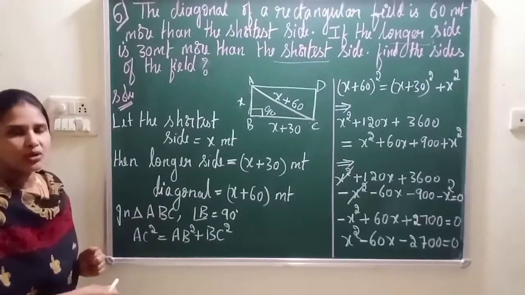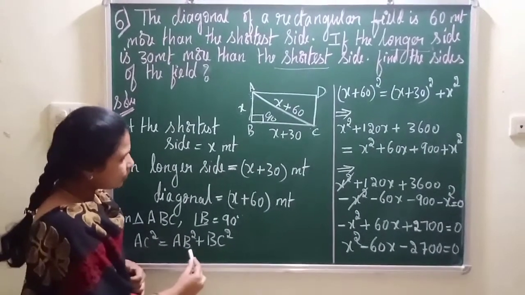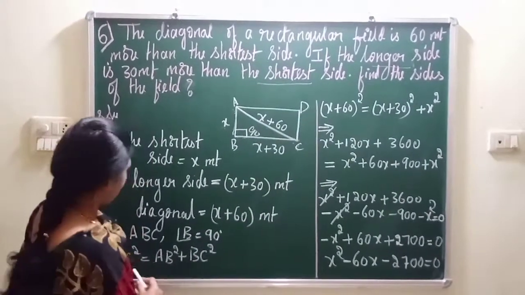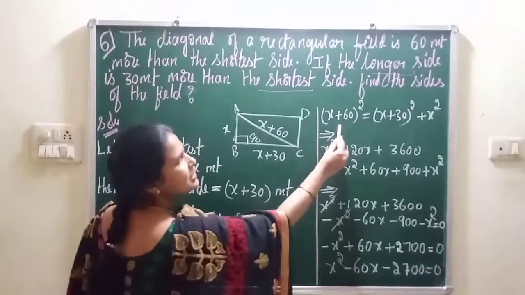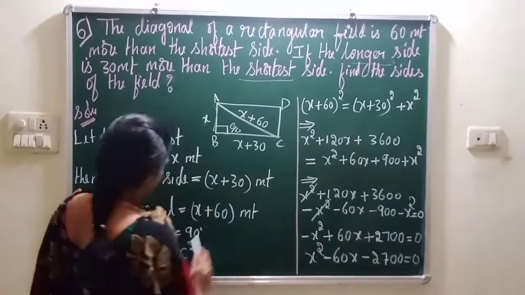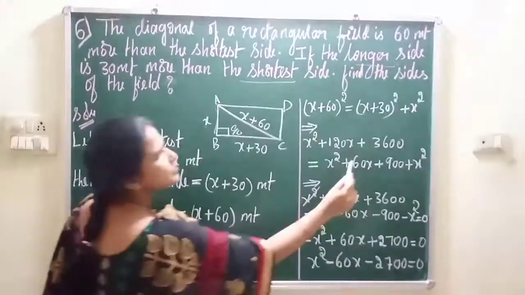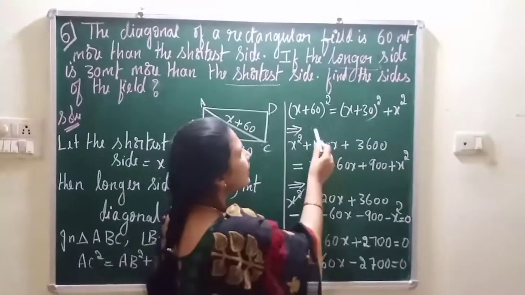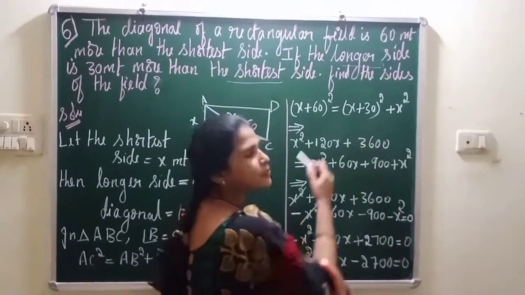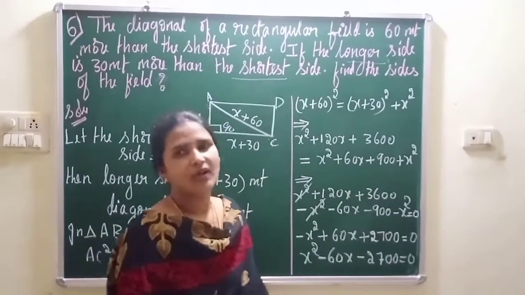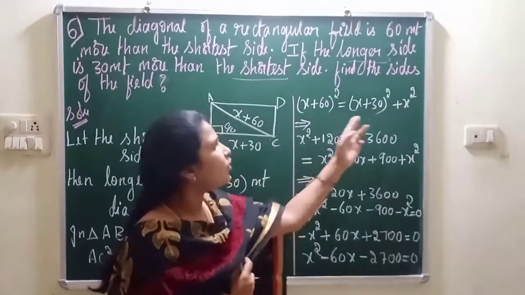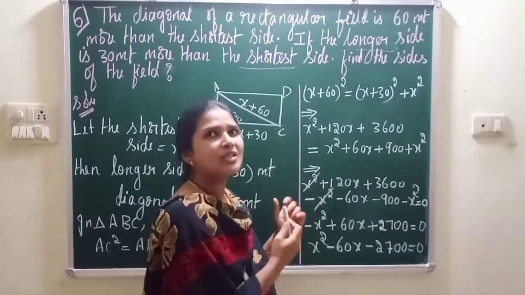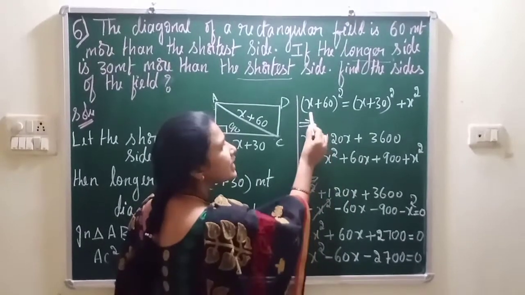According to the Pythagoras formula, AC square equals AB square plus BC square. Substitute all three here. AC is x plus 60, AB is x plus 30 and BC is x. So we get (x plus 60) whole square equals (x plus 30) whole square plus x square. You can see two binomials with a square, so we have to expand using (a plus b) whole square.